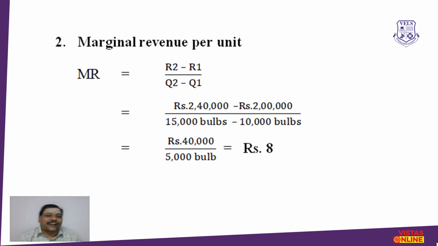The second question is, find the marginal revenue per unit. What is the formula for marginal revenue? R2 minus R1 divided by Q2 minus Q1. R2 is the new revenue, R1 is the old revenue, Q2 is the new sales, Q1 is the old sales. Applying the values, R2 is 2,40,000, R1 is 2 lakhs, as we just calculated. Q2 is 15,000 bulbs, Q1 is 10,000 bulbs. So 40,000 rupees divided by 5,000, we get 8 rupees per unit additionally. So the marginal revenue per unit is rupees 8.